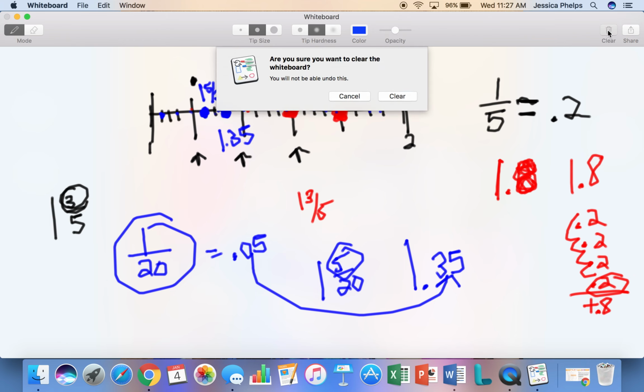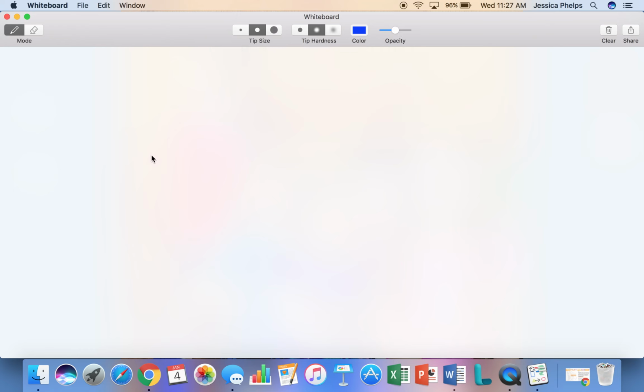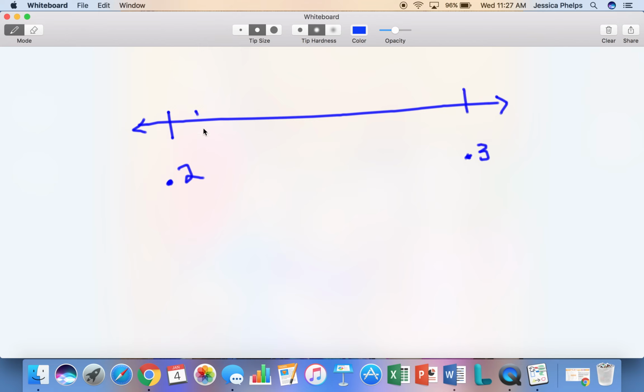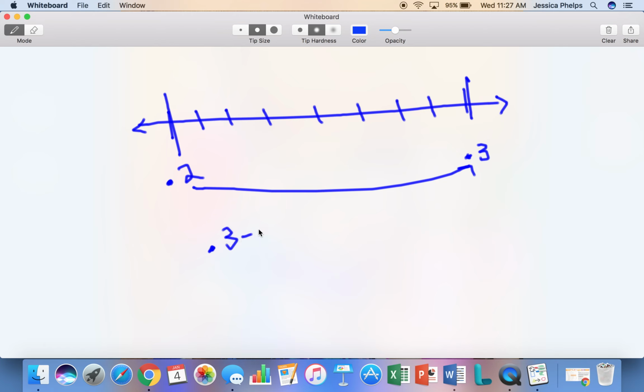Let's clear this and go over some more things really quickly, like the one that you had. So you had this, and I don't remember exactly, but let's say this is 0.2 and this is 0.3, and it has hash marks in between. So what we need to do first is find the difference between the main hash marks, between 0.2 and 0.3, because we're trying to figure out how much these hash marks equal. So if we do 0.3 minus 0.2, we know that's 0.1.